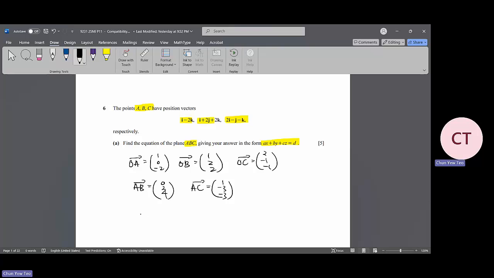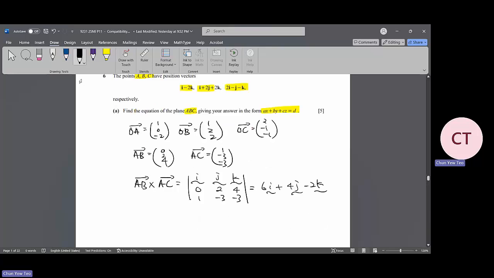Okay, so now I need to do the cross product of AB cross with AC. I get this: 0, 2, 4, 1, negative 3, negative 3. Do the cross product, you will get 6i plus 4j minus 2k. And you can see that they are all multiples of 2. I can factorize a 2 out, make it become this. So therefore, my normal vector will be 3, 2, negative 1.